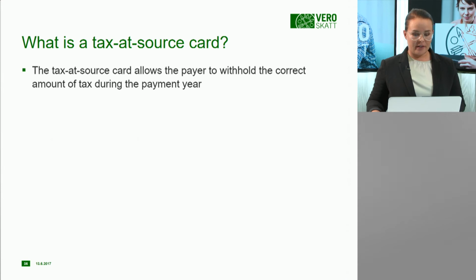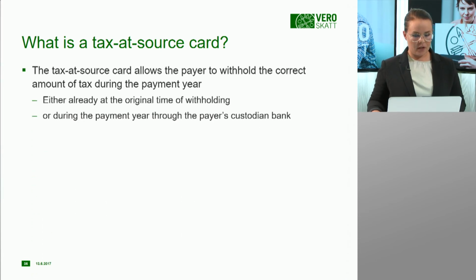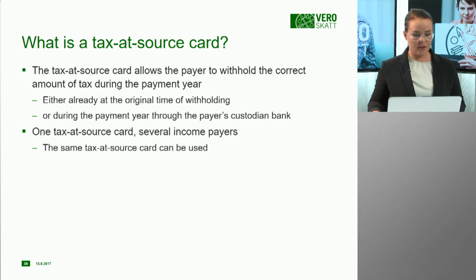The tax at source card allows the payer to withhold the correct amount of tax during the payment year, either already at the original time of withholding or during the payment year through the payer's custodian bank. One tax at source card, several income payers. The same tax at source card can be used, so there is no need to apply for separate tax at source cards for each dividend payer.